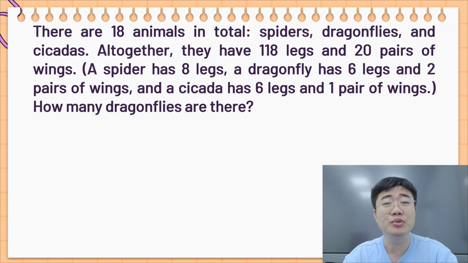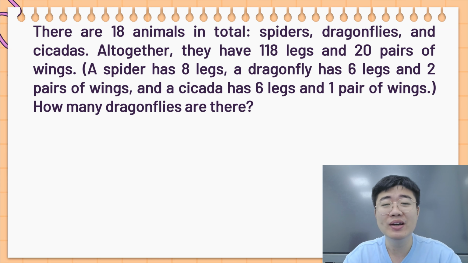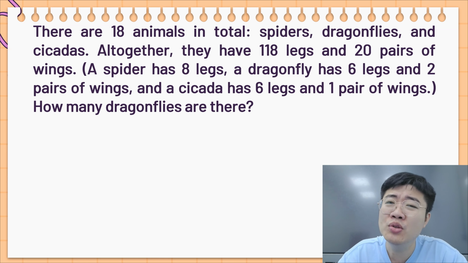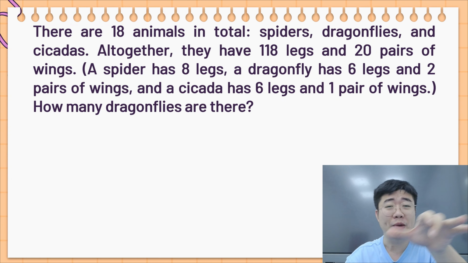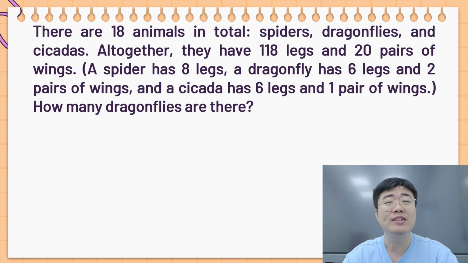Now they have included one more thing here, which is the pair of wings. So when it comes to the pair of wings, spider is 0, the dragonfly is 2, and cicada is 1. They are all different. This means that we cannot group any 2 of them together. They are all different here. So let's check the number of legs first.